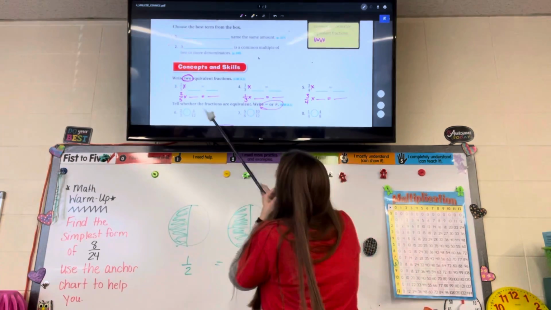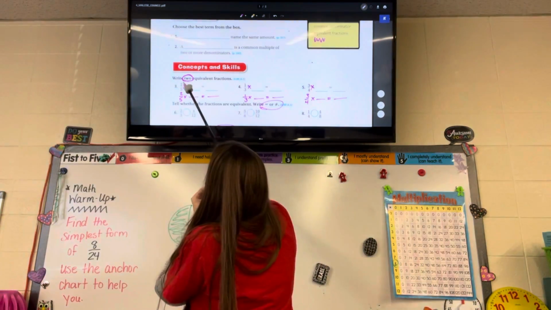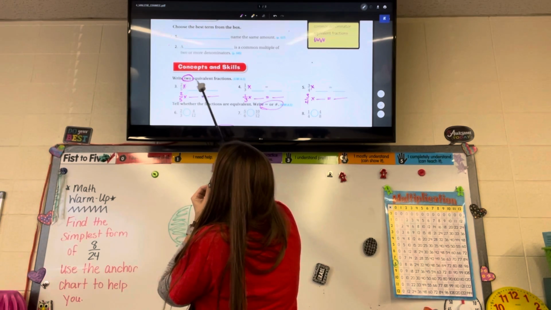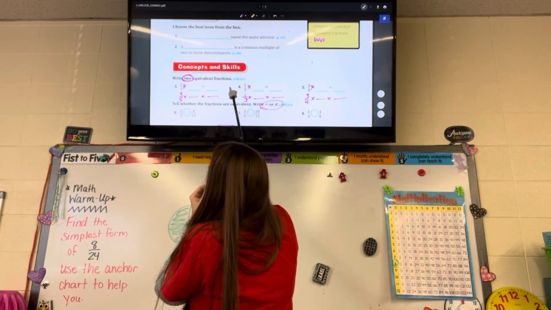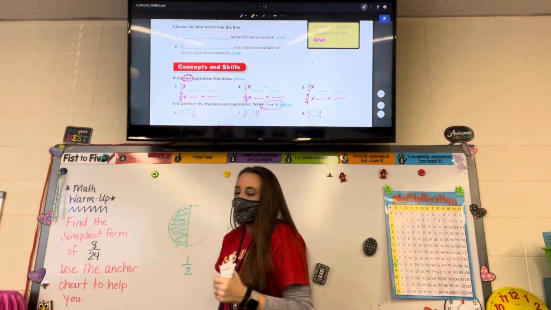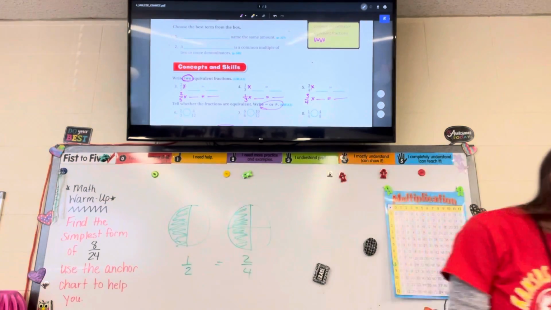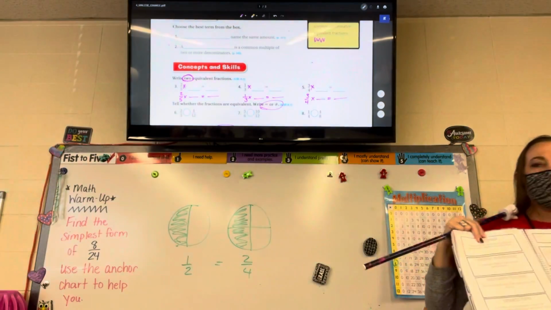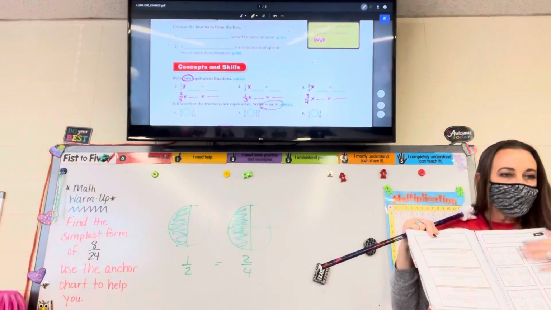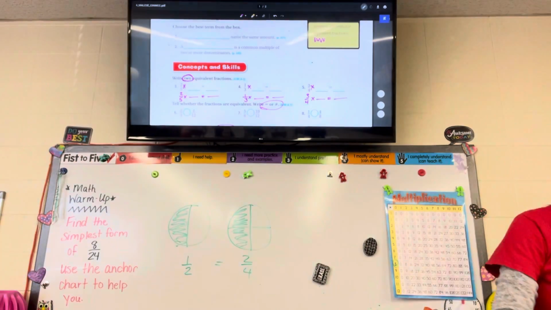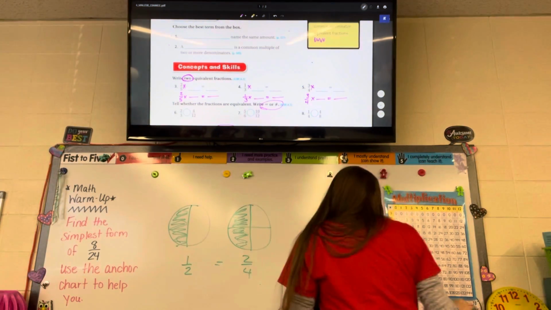Number 3, 4, and 5, the directions say, write 2 equivalent fractions. So we did this yesterday in our notebook. It's on the page with the vocabulary. You've got examples right here. They gave us a fraction.